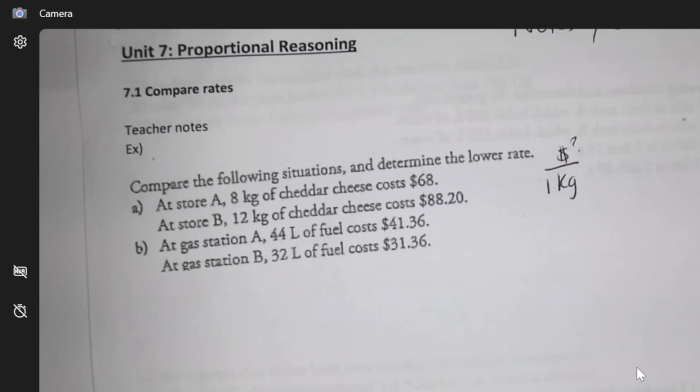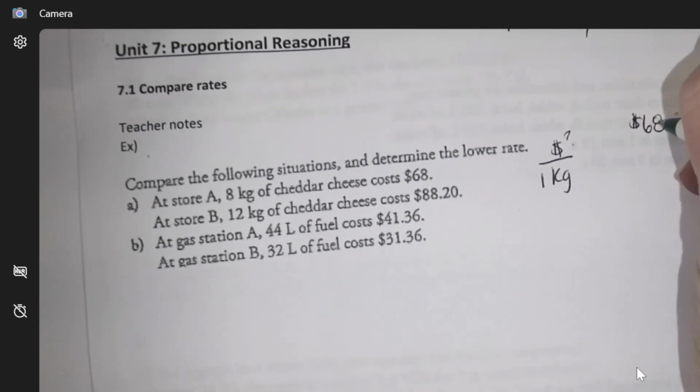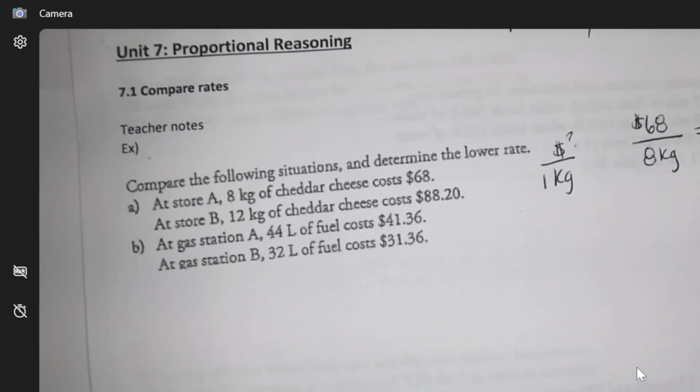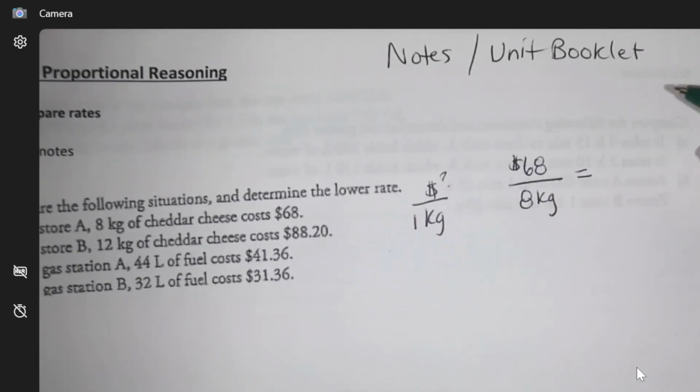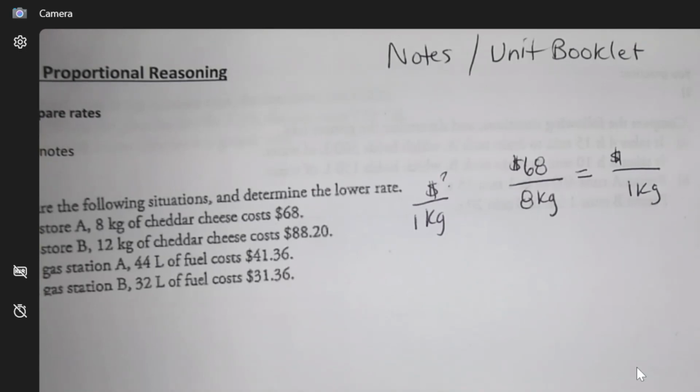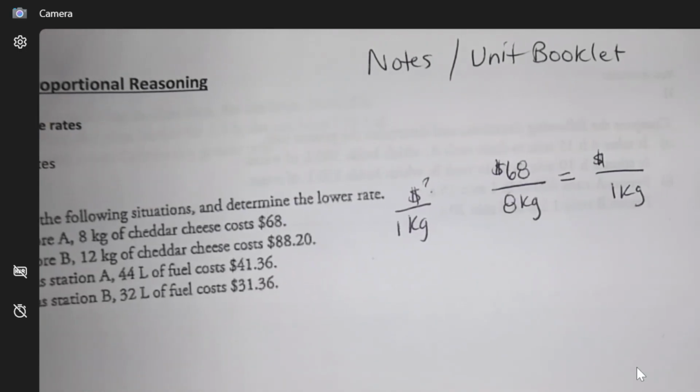Okay, so at store A, they had $68 for 8 kilograms. I want to know how many dollars for 1 kilogram. Okay, does this look like anything we know how to do? Do we have a strategy to solve something that looks like that? It's called multiply, divide, cross multiply. So I need to go this divided by that, right?